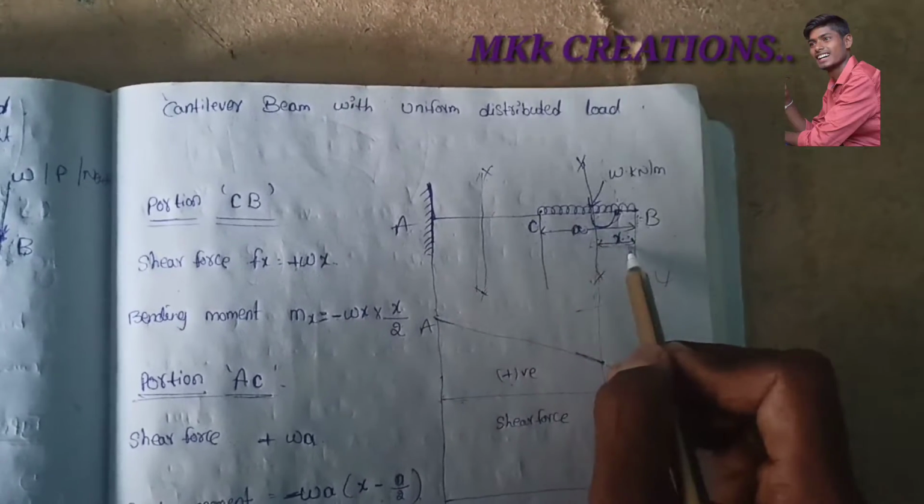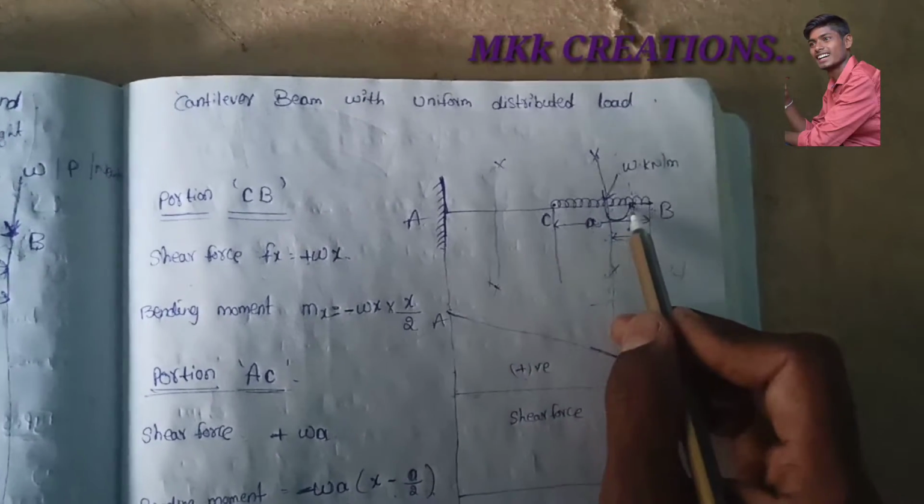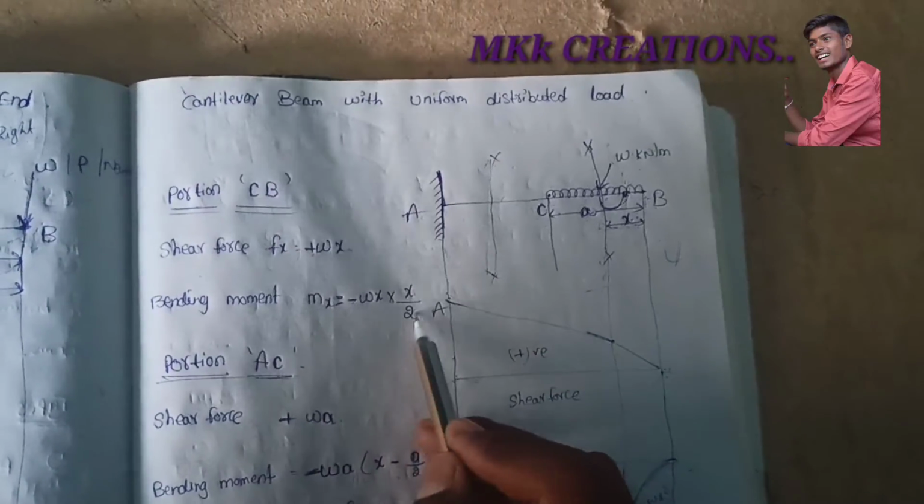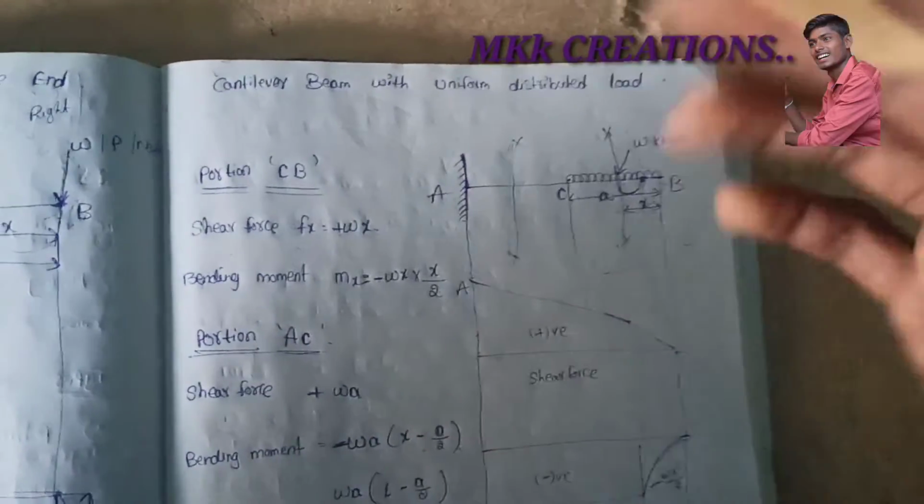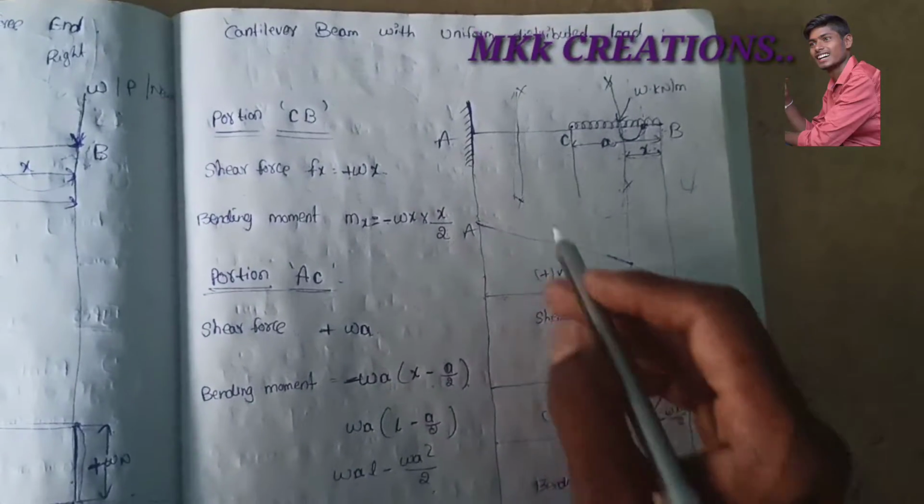Then it becomes an x value. For that it is x by 2. So minus Wx into x by 2 is our bending moment. Now likewise we want to consider the portion AC.